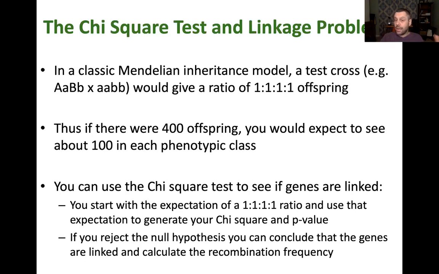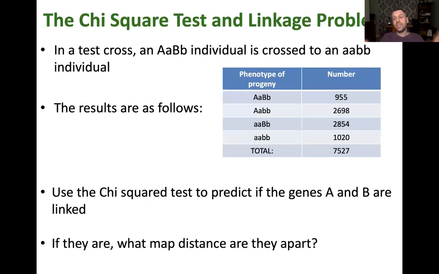We're going to generate a p-value, and if that p-value is very, very low, if it's below 0.05, then we would expect linkage to be occurring, because a p-value of less than 0.05 suggests the two sets of numbers, the observed versus expected values, are significantly different. So let's go through a simple example of that kind of problem.